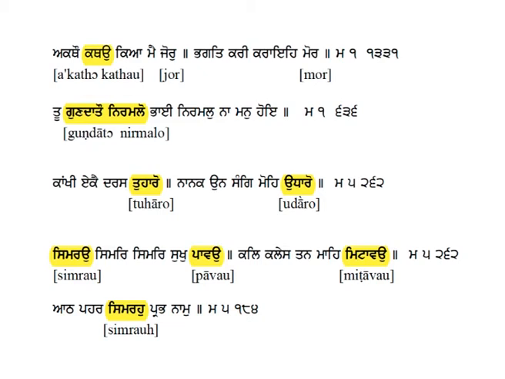It is not Mitavao. And it is very clear because after two or three lines you have this, Kakhi Ek, Das, Tuharo, and Mohe, Udaro. Now Udaro, Tuharo is very clear, O, O. Whereas Simro, I mean, if Guru Arjan wanted to say, pronounce it as Simro or Simrao, they could have put either Hoda or Kanoda, like Katho.